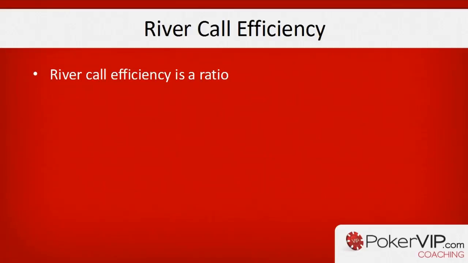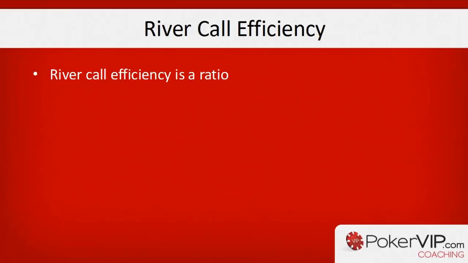River call efficiency is a ratio, and it describes the amount of money won compared to the amount of money invested on the river. So if we were to have a river call efficiency of 1, it means for every dollar we invest on the river, we have a return of $1. If we had a river call efficiency of 2, it would mean for every dollar we invest on the river, we make back $2 in that particular case.